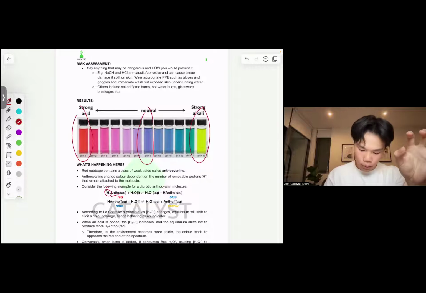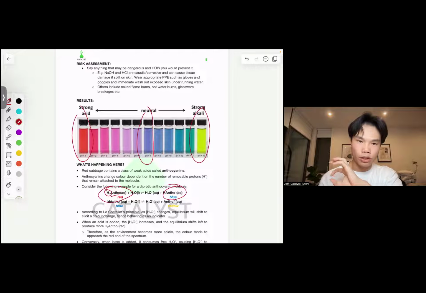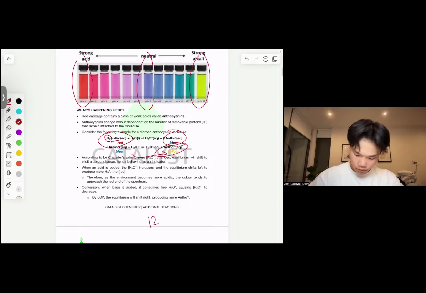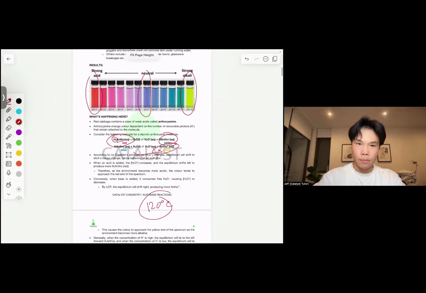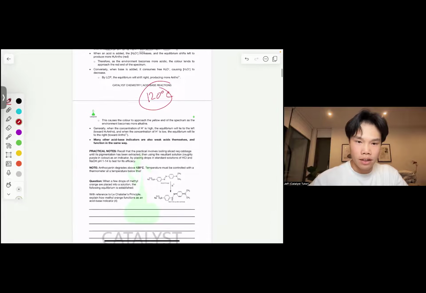H2 antho is red, H antho minus is blue, and that's the first transition you'll see, going from pH 1 to pH 7. But if you go from H antho minus to antho 2 minus, that instead shows yellow. And this, now using our understanding of indicators, makes more sense why this indicator in particular has three different unique colors. The other important thing to remember in this prac is that anthocyanin degrades or denatures at 120 degrees Celsius. This was in the HSC, so just remember that it will degrade at that temperature and you can't boil too hot or it will break down the indicator.